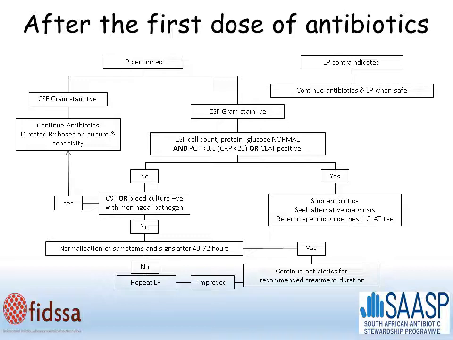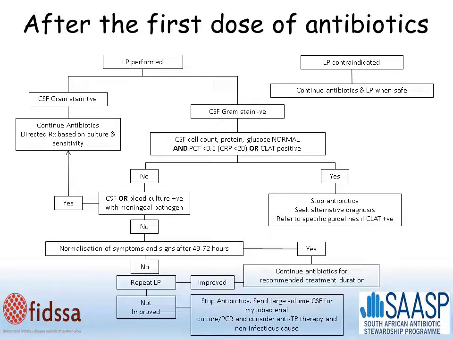If the lumbar puncture is significantly improved, then it's likely that the antibiotics are working and the patient has bacterial meningitis and you should continue treatment. If the lumbar puncture is not improved, then clearly your antibiotics are not working and you should stop them. Alternative diagnosis should be sought, and in particular, you should send a large volume of CSF for mycobacterial culture and consider empiric TB therapy if you think this is likely.